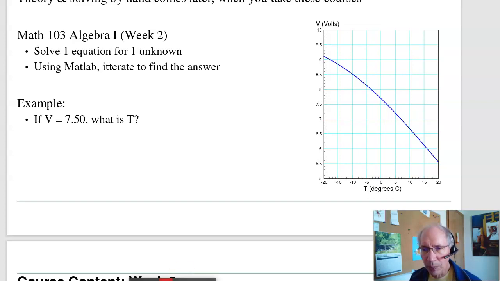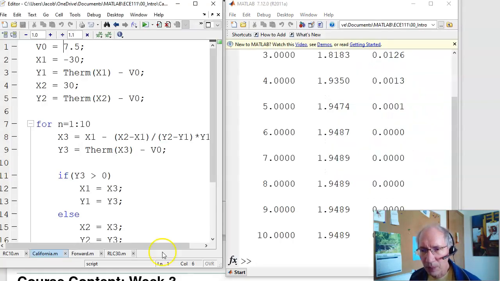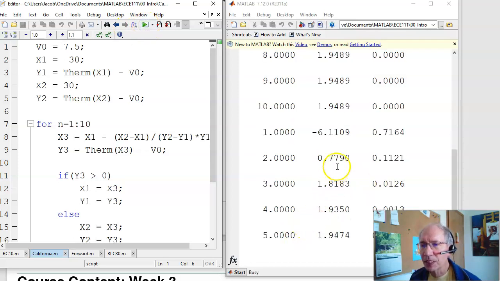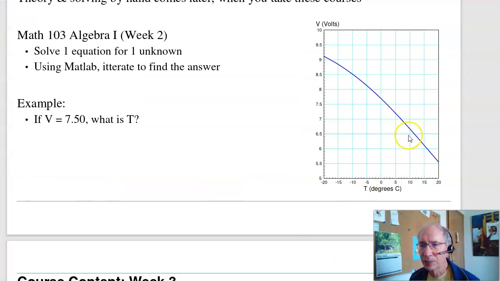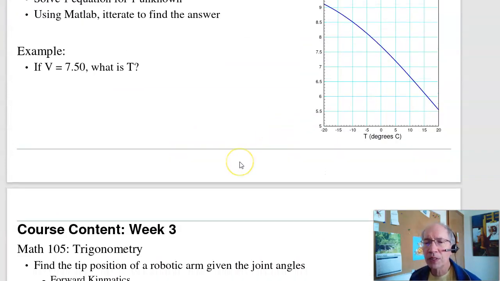Well, in MATLAB, I can do that. I can write a thing called a script. This is a little routine that'll go through an algorithm to iterate, try to find out what the answer is. And as I run it, here's my first guess. The second guess is trying the temperature, finding the error. The temperature is actually 1.9489 degrees. That's this point right here. Well, that's one thing you can do in MATLAB.